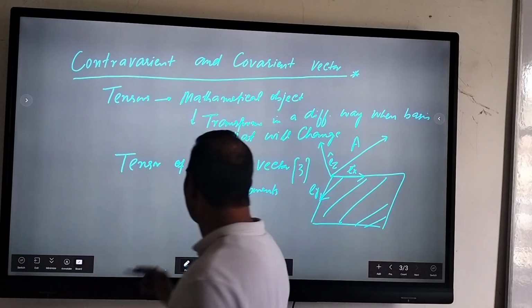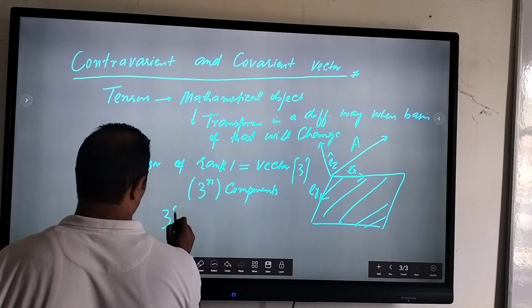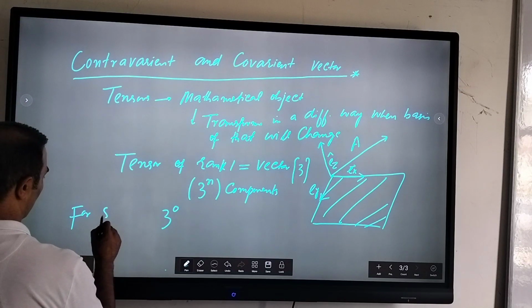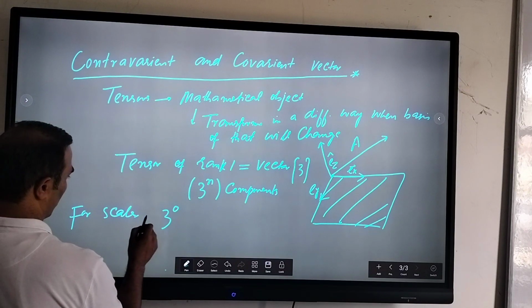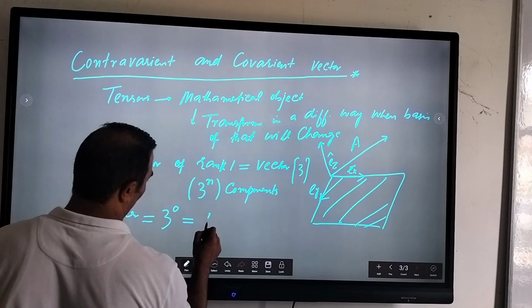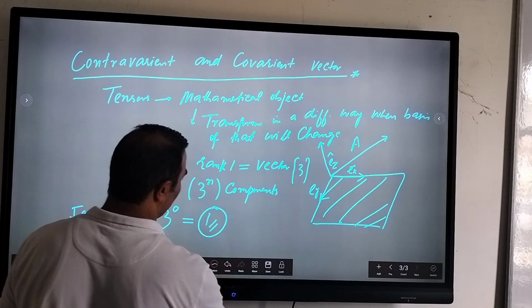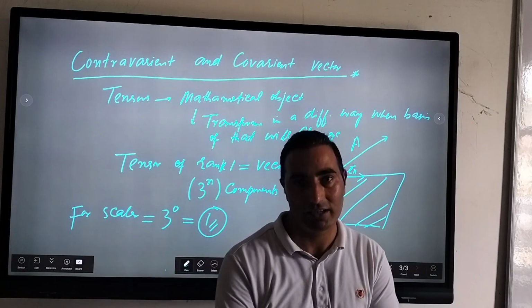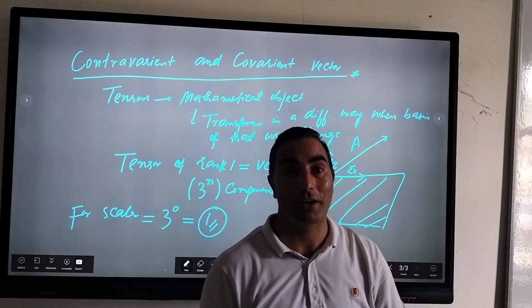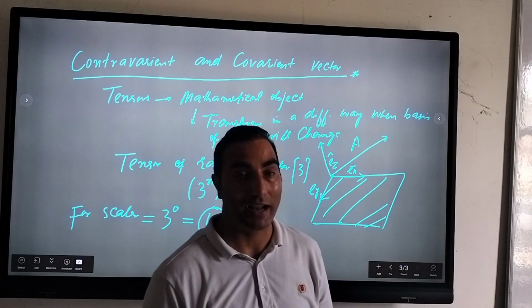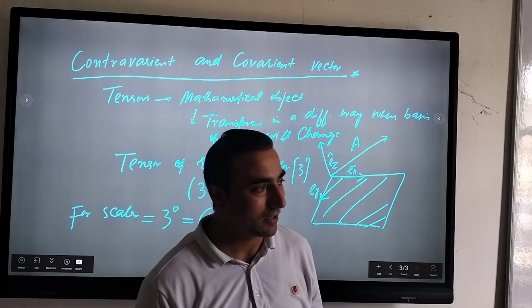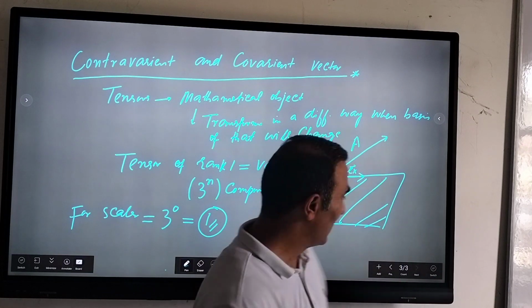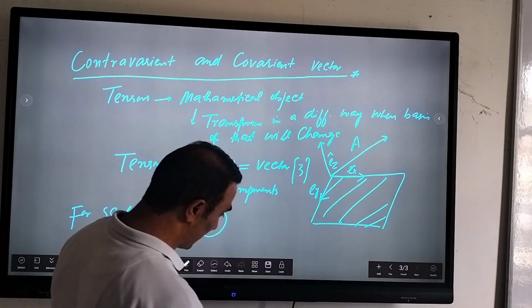So this will be 3 raised to 0. For a scalar, that is equal to 1, so this scalar has only one component, right? And a vector has 3 components. We can have tensors of different ranks, like a tensor of rank 2 or rank 3. A tensor of rank 2 has 9 components, right? We'll discuss this maybe in coming lectures. So this is how you can define a tensor.